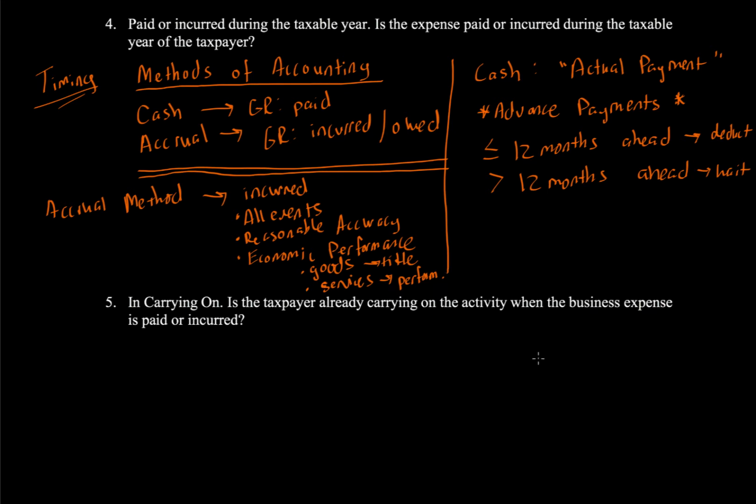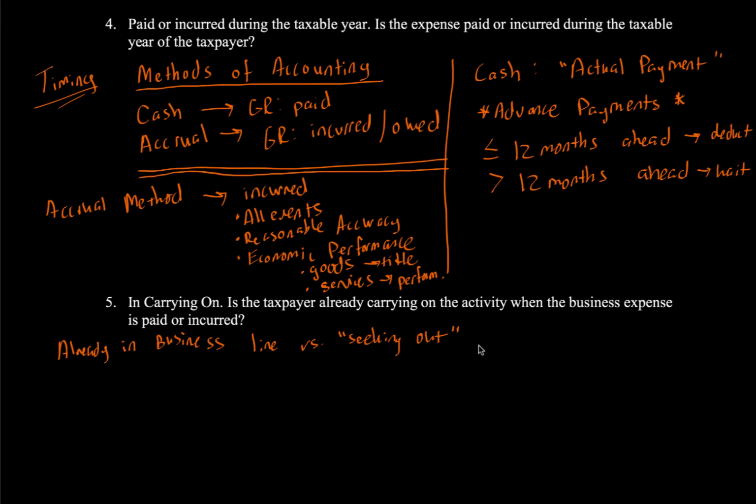So the 5th requirement in the 7 requirements for deductibility under Section 170 or 162 deals with in carrying on. Is the taxpayer already carrying on the activity when the business expense is paid or incurred? What this is trying to distinguish is when a taxpayer already is in the business line, versus taxpayers who are seeking out getting into a business line and the expenses related to that. That's really what this is distinguishing.